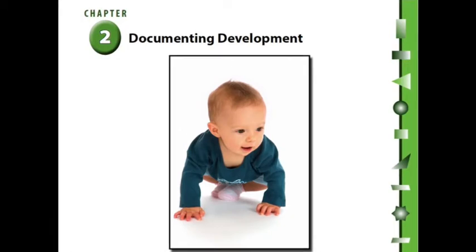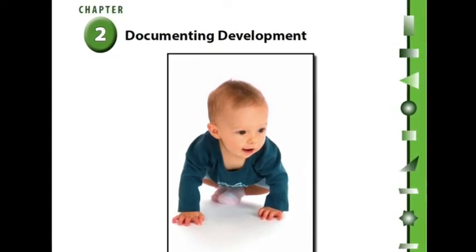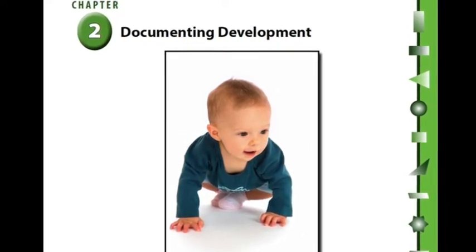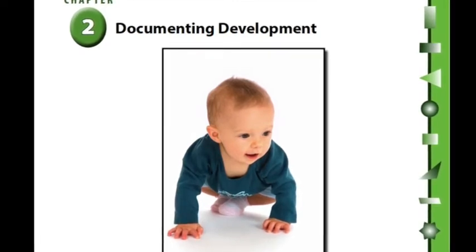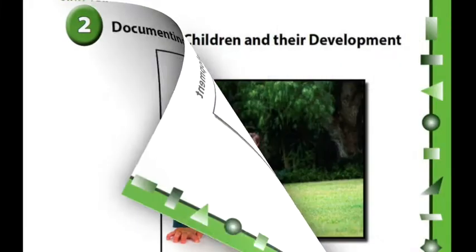Chapter 2. Documenting Development. The chapter goals are to develop and provide vocabulary and expressions for documenting the development of children, describing what children are wearing, writing a running record to document behavior, and to recognize the domains of development.